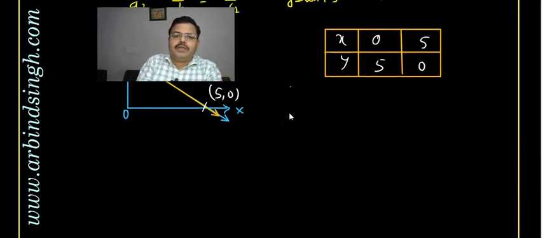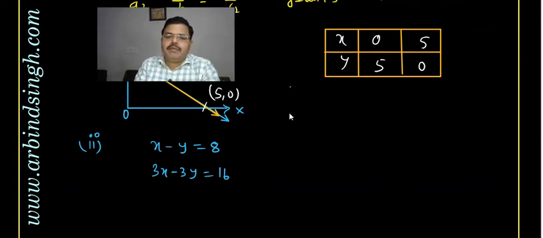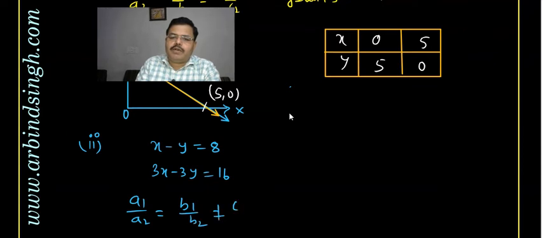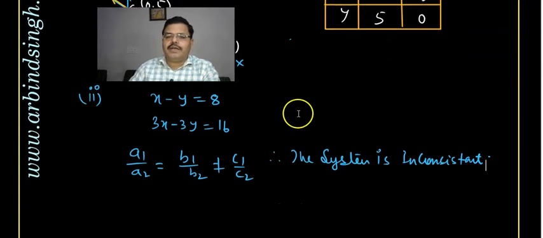Now let us see question number two. Question number two is x minus y is equal to 8 and 3x minus 3y is equal to 16. Here a1 by a2 is 1 by 3, b1 by b2 is also 1 by 3, but c1 by c2 is 1 by 2. So a1 by a2 is equal to b1 by b2 is not equal to c1 by c2. So these represent two parallel lines, and therefore the system is inconsistent. An inconsistent system has no solution, so there is no need to find it, right?